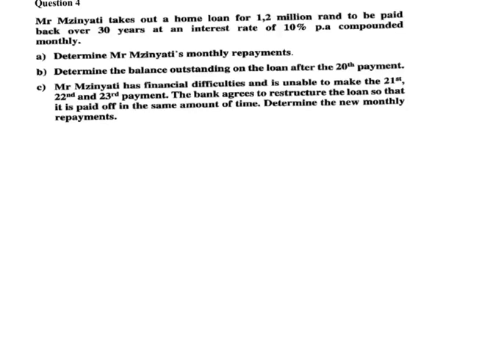Next question here is: Seniati takes a home loan for 1.2 million rands to be paid off over 30 years at an interest rate of 10% per annum compounded monthly. Determine Seniati's monthly repayment. So now it's again a repayment here, right?